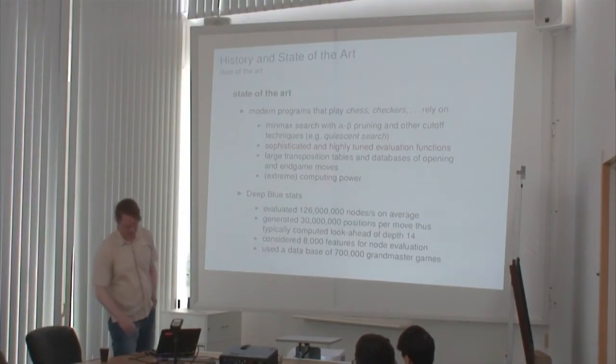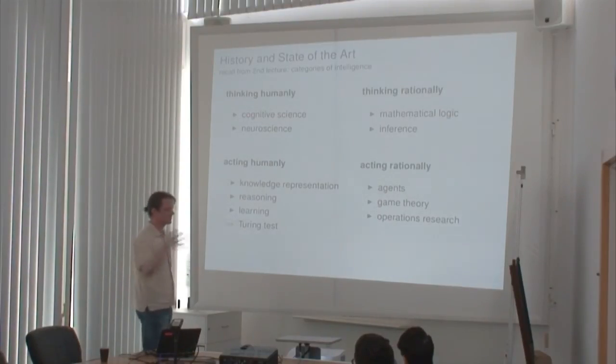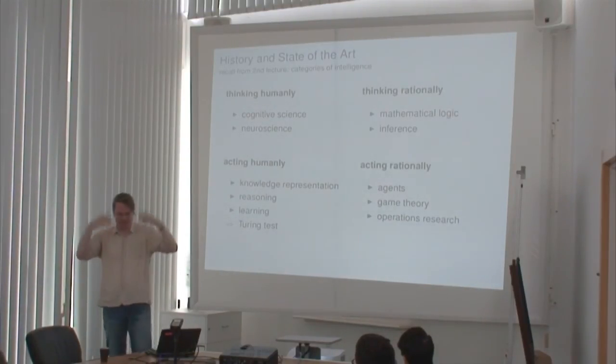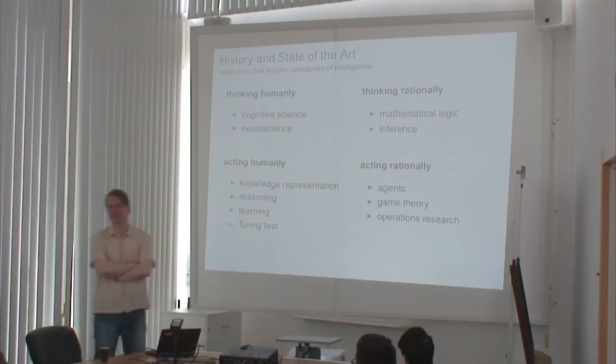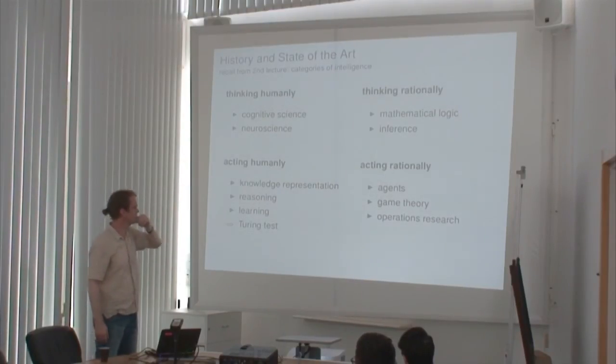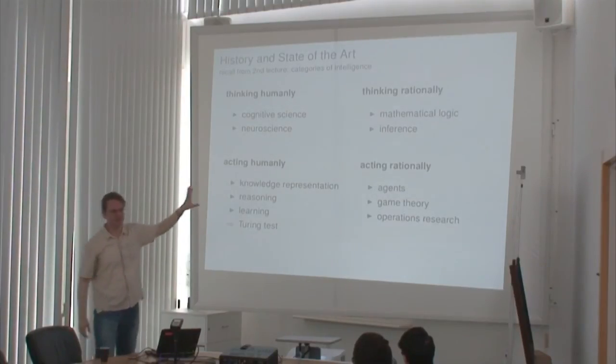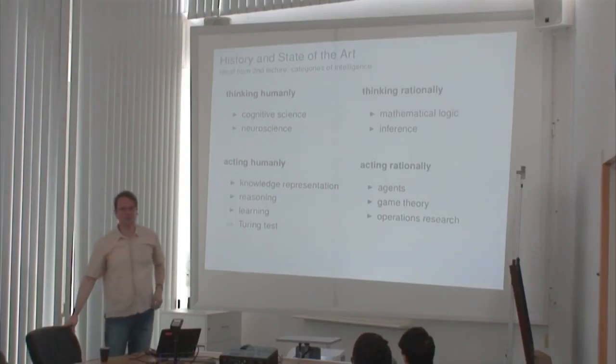What would you think? I will help you. This is, if you remember, in our second lecture, when we had this philosophical discussion as to what constitutes AI and what doesn't. We said, okay, there's this idea of thinking humanly, thinking rationally, acting humanly, acting rationally. Which of these ingredients are being covered by modern chess programs?